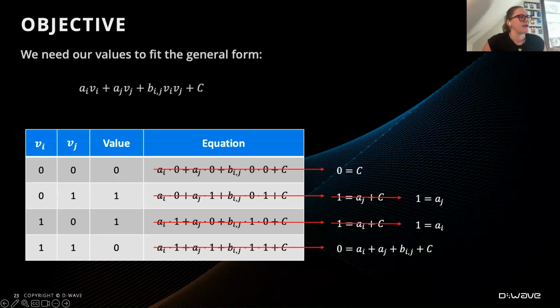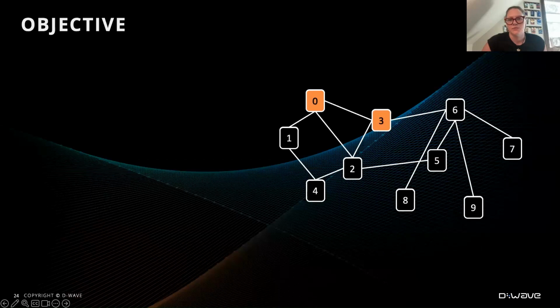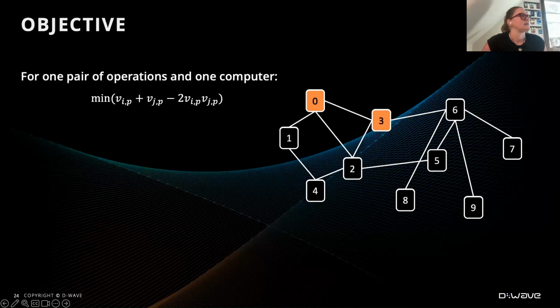And we do the same thing. And this time, when we simplify this out of this equation, plugging all the values in that we know so far, we get that our quadratic coefficient is -2. So now that we have all of those items, for this specific situation, looking at 2 operations and 1 computer, we can write down the minimization problem just for those 2 interactions. So we found that AI is 1, AJ is 1, and the BIJ is -2.